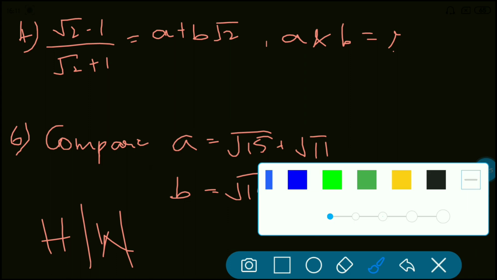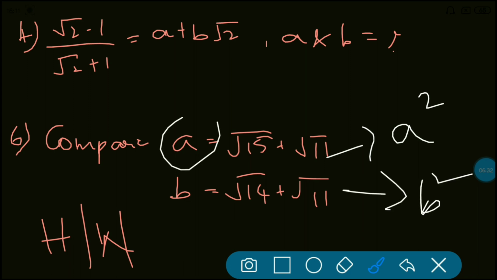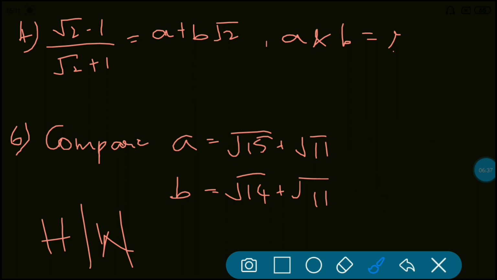Now, how can you compare? I'll give you one hint. First, compare a square and b square, and then you can compare a and b. Okay, so this is the homework bits for you.